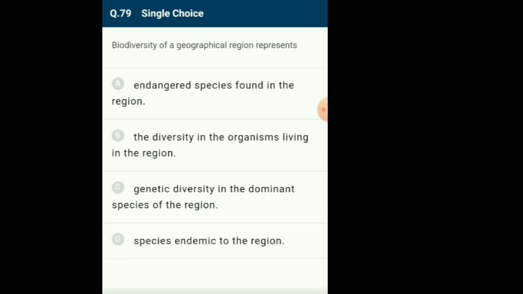Question number 79. Biodiversity of a geographical region represents. Biodiversity, also called biological diversity, is the existence of a wide variety of species, called species diversity, or of types of plants, animals, and microorganisms in a natural community or habitat or communities within a particular environment, called ecological diversity, or genetic variation within a species, called genetic diversity. So the answer is option B, the diversity in the organisms living in the region.